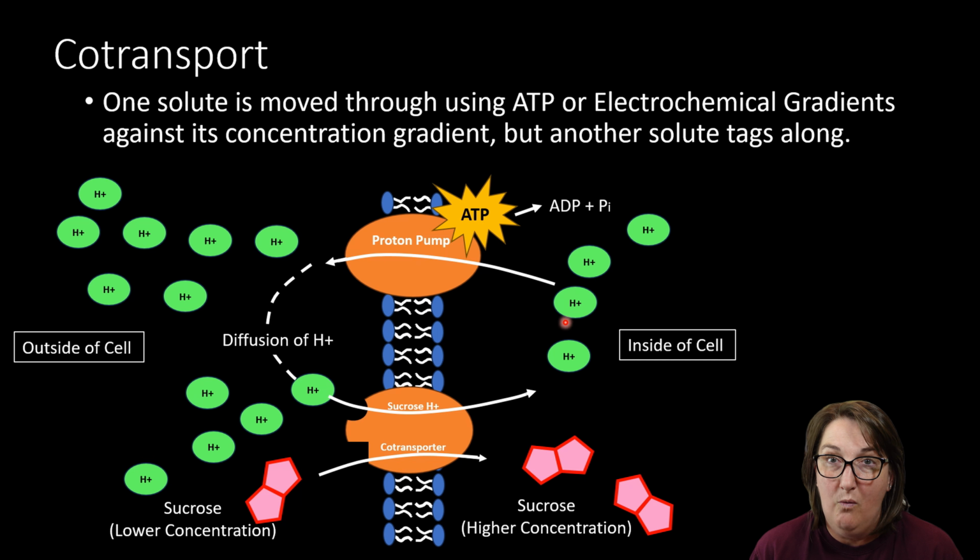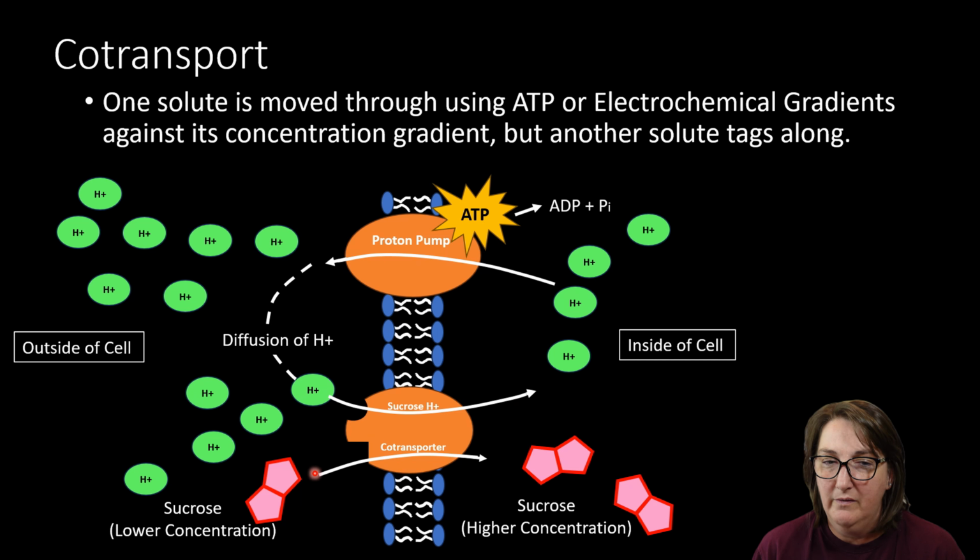This does not want to go this way. So these protons are going to be forced. ATP is going to come along and force this piece through. I'm going to have a huge concentration of hydrogen protons over here and they want to go back. And then look, ooh, I've got a cotransporter here. So now these hydrogens are going to want to come back this way, going with their concentration gradient in this direction.